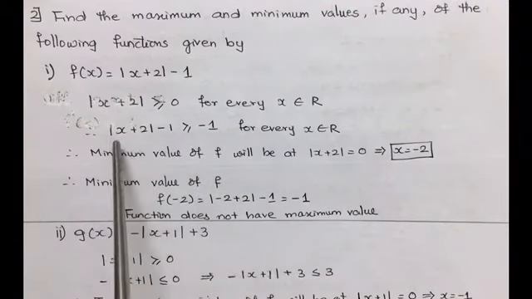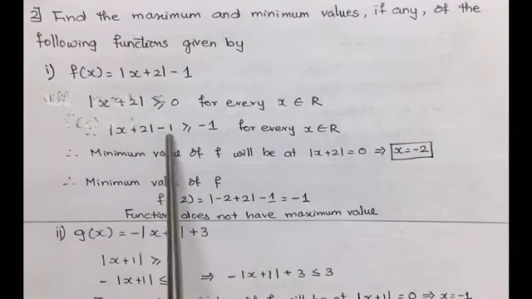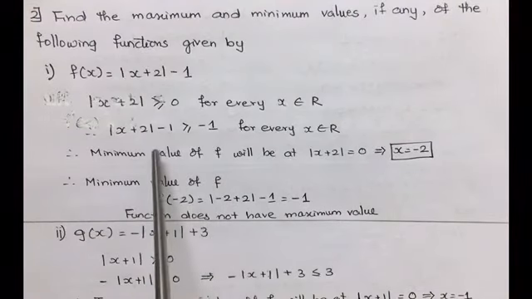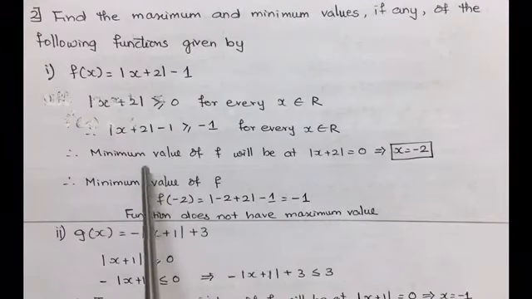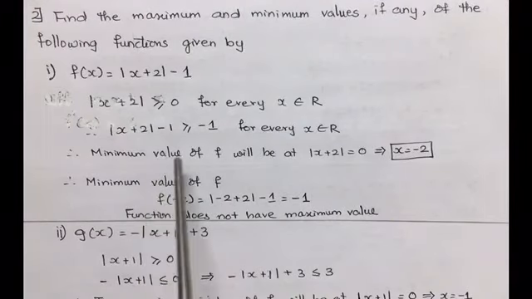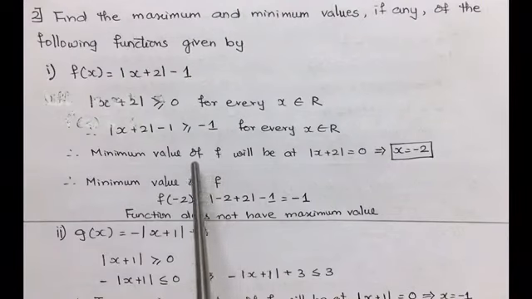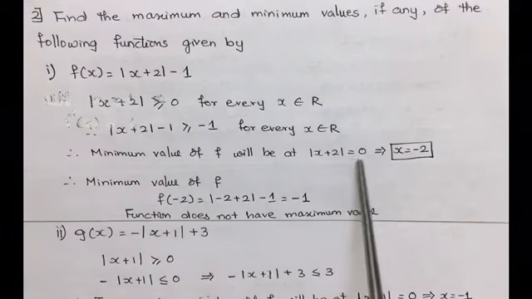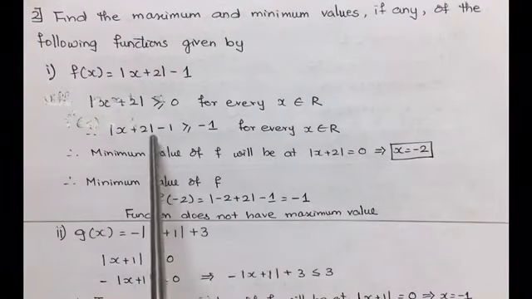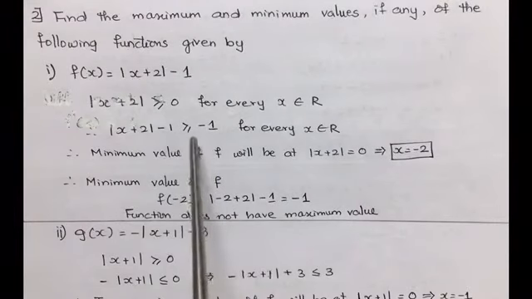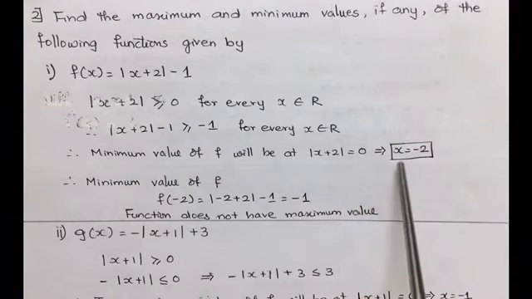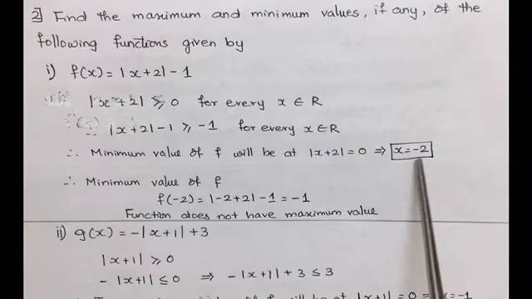Now as mod of x plus 2 minus 1 is greater than or equal to minus 1, the minimum value of f will be at mod of x plus 2 equal to 0. That means if it is positive, we consider it to be minimum. So mod of x plus 2 will be equal to 0. Therefore, the value of x we get is equal to minus 2.